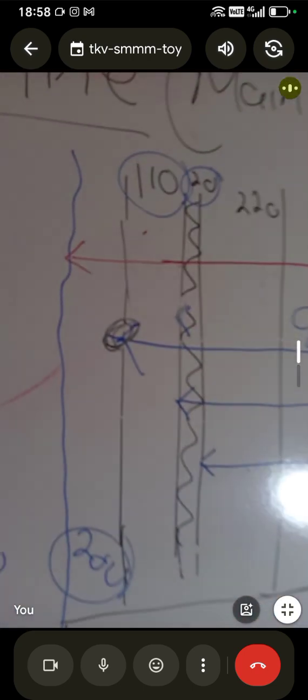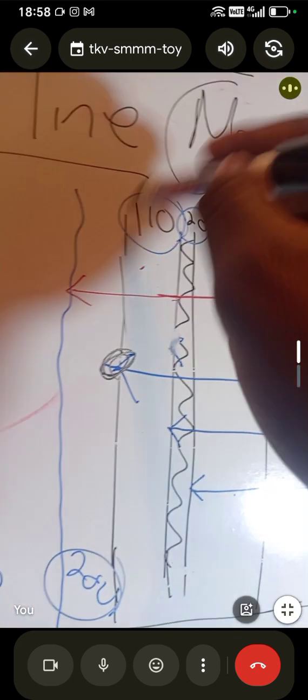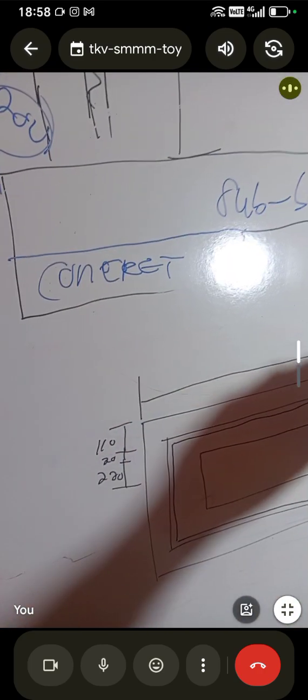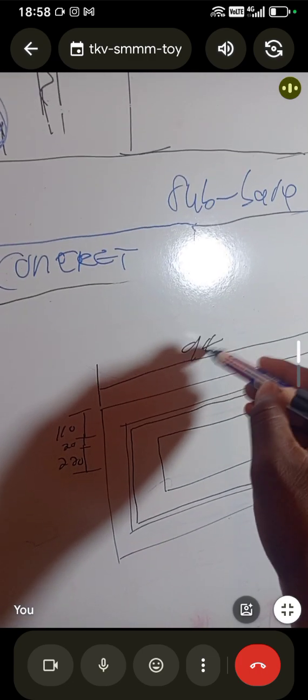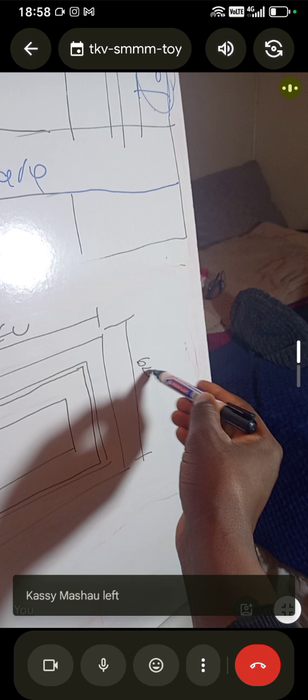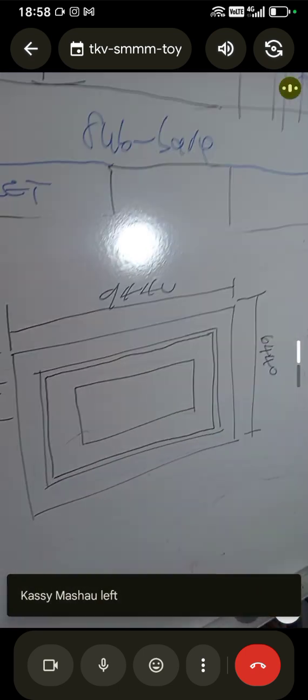This is what we see this side. We have a 110, 20 mastic and then 220, just like that. But this is what we are given. From there to there, we are given 9440, and then from there to there, we are given 6440. We good?